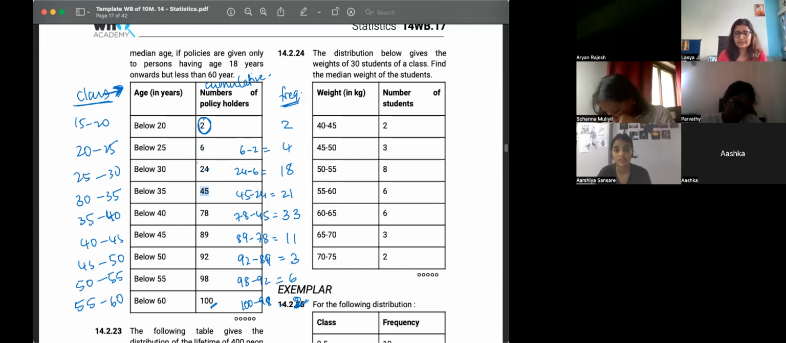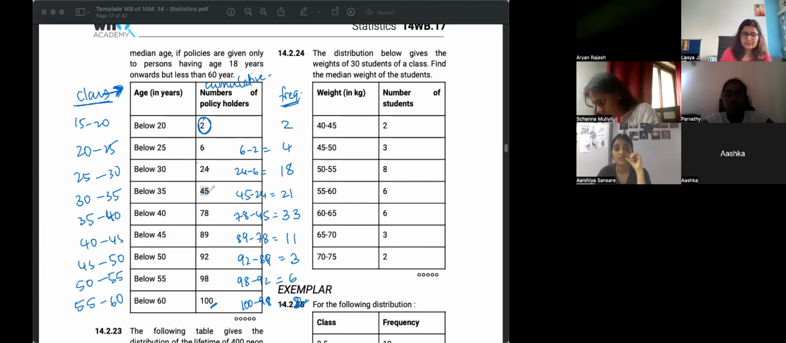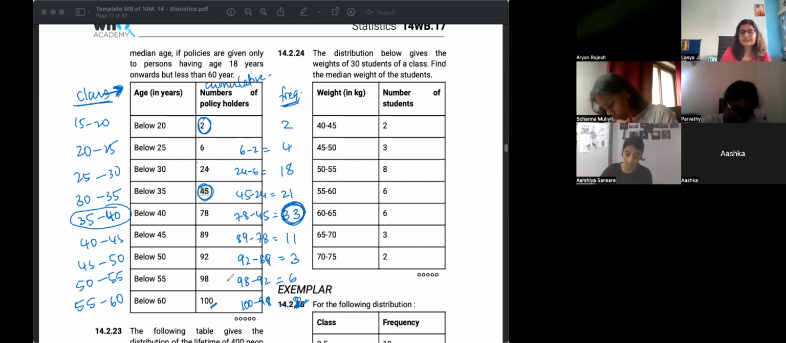CF will be class preceding the median class. So if this is the median class, need to take CF of the one above it, and F will be frequency of the median class. This is the F you need to take. Ashka got it, Parvati got it. So Aryan, Sujal, where are you guys at?